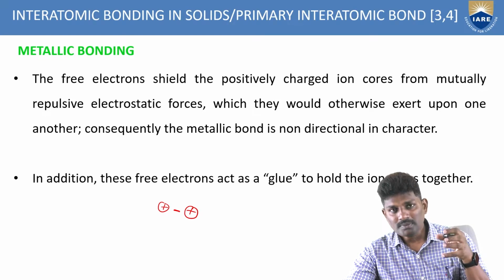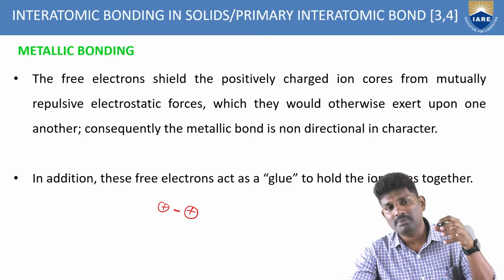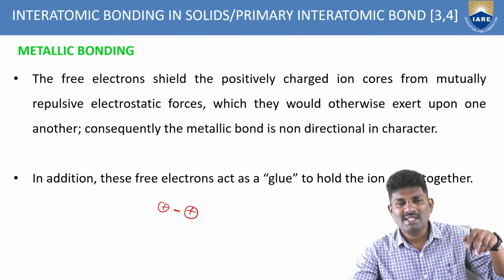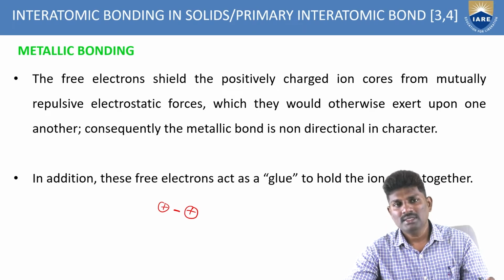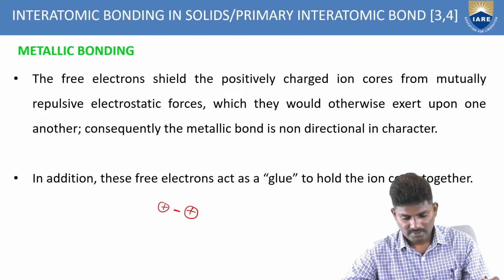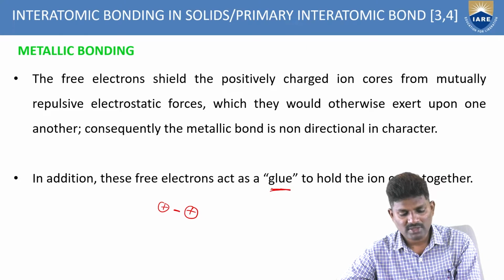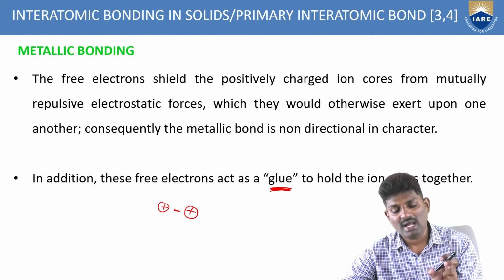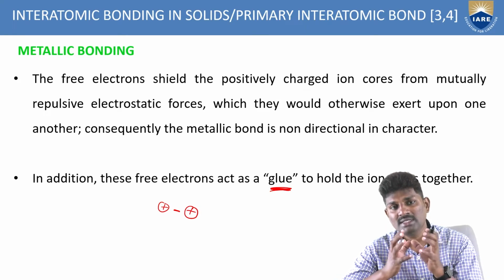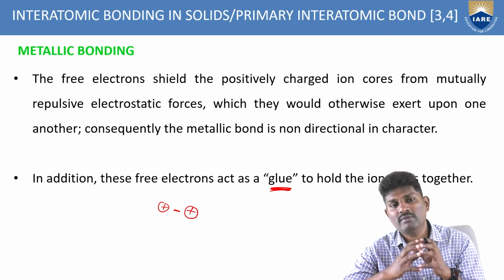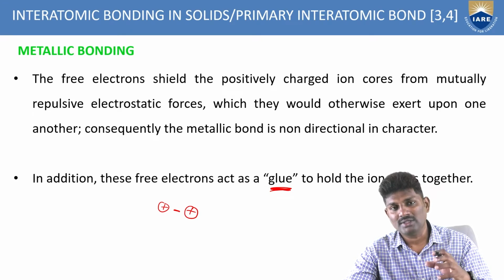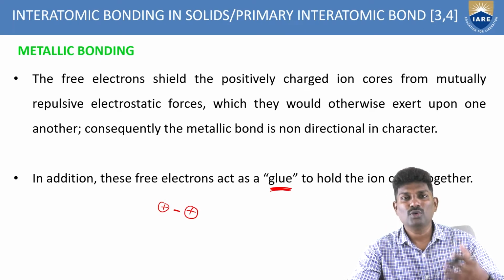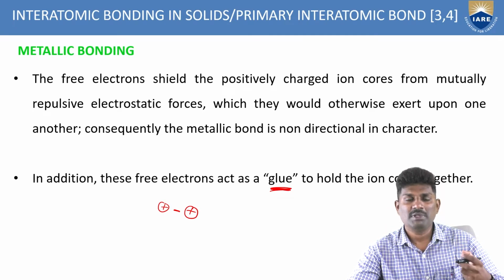Because of that attractive force, we bring in the sea of valence electrons present between the positive charges. They act as a glue in the metallic bonding. That's why the free electrons act as a glue to hold the ion cores together. This free flow of valence electrons, in different geometries, is used as a glue to get the bonding or the energy between these things.